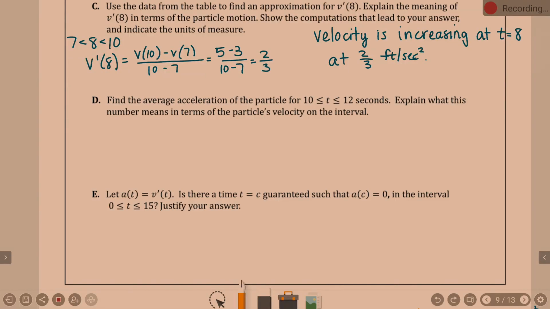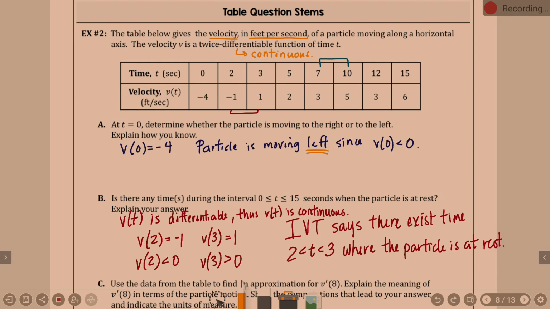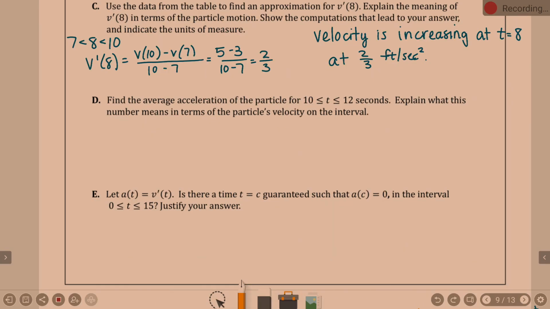Okay, we left off on 2, right? We had done 2C, we were ready for 2D. What have we done so far? We had a table, we knew it was differentiable, so that's continuous. We had found the particle moving left or right. We had talked about whether there is any time when the particle's at rest. We had to show that it moves from negative to positive. And then we had just found v prime of 8 and talked about the fact we know the velocity is increasing at that point. Okay, D is what we were ready for.